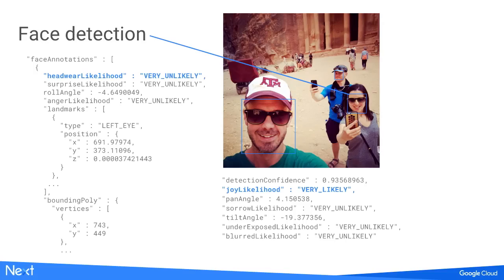So here's a quick look at some of the JSON response you might get back for these different features. This is face detection. It's actually a selfie that I took with two teammates on a trip to Jordan last year. The response you're looking at in the slide is on my face. It'll return an object for each face you find in the image. We can see it says headwear likelihood, very unlikely, which is true. I'm not wearing a hat. But for both of my teammates, it did return headwear likelihood, very likely. And then we can see it's highlighted below. It says joy likelihood is very likely, which is true. I am smiling in the picture.